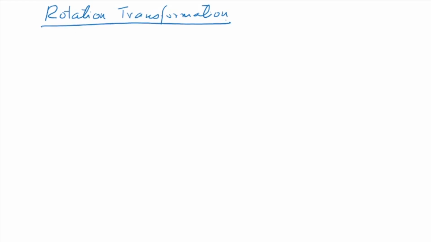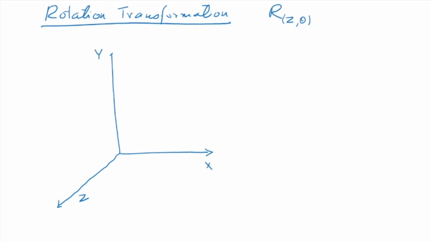Now the first transformation we are going to talk about is the rotation transformation. This is defined by R theta. Let's call this z theta. I'll explain what that means. Now we say that we have a fixed frame. This is a fixed frame. Let's say this is the z-axis, this is the x-axis, and that's the y-axis as per the right-hand rule.